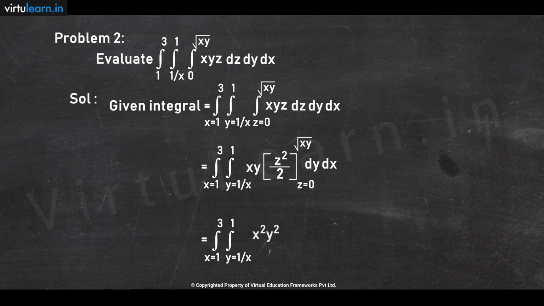x square y square by 2, dy dx, or becomes integral x is equal to 1 to 3. Again integrating with respect to y, we get x square y cube by 6, because we have to integrate with respect to y, and x is treated as a constant.